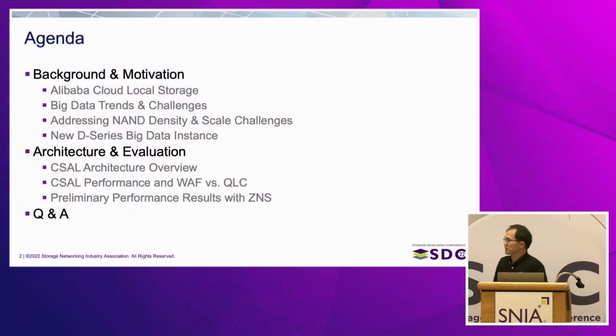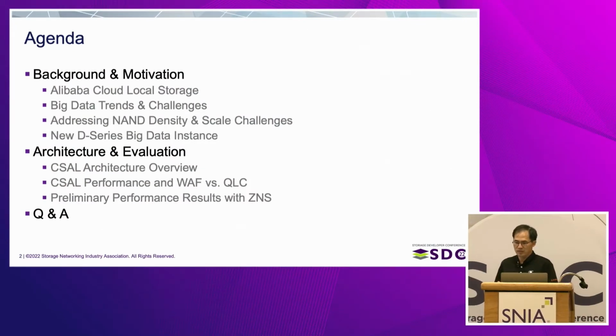And this is our agenda today. First, I will introduce a little bit about the background and the motivation of our work, beginning with the background of Alibaba Cloud local storage products. Then I will discuss the trend and the challenges with big data computing instances. Then we will talk about how we address the NAND density and scale challenges. Finally, I will introduce the new D-series big data instance from Alibaba Cloud. In the second part, Kapil will introduce the CSAL architecture overview and also provide some performance evaluations.